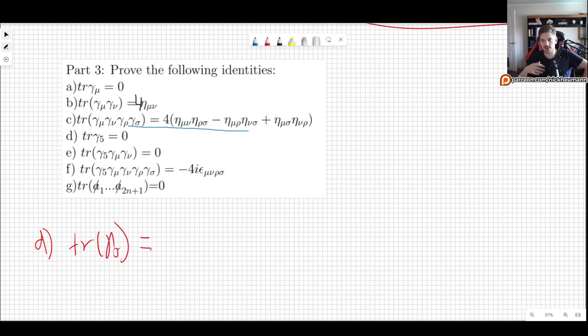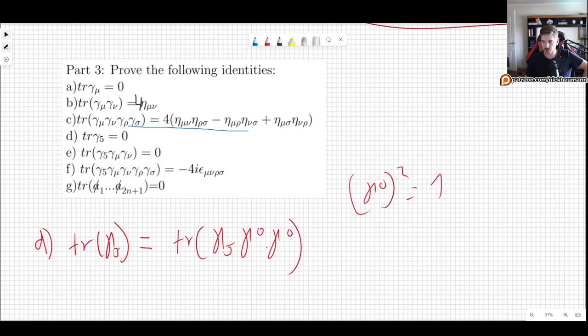So let's use the same trick that we did in part A. We need to find something that anti-commutes with gamma 5. So we can choose gamma 0. Why? Because if you square it, you get 1, so it is very easy to get in here. So we can say trace of gamma 5, gamma 0, gamma 0, right? So we haven't changed anything. Now we anti-commute it, so we get minus trace of gamma 0, gamma 5, gamma 0.